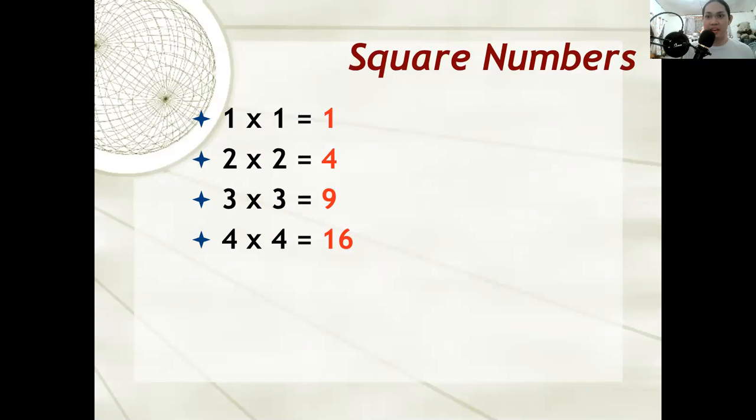Square numbers, let's have an example. This is how we illustrate the square numbers. 1 times 1 is equal to 1. 2 times 2 is equal to 4. 3 times 3 is equal to 9. And 4 times 4 is equal to 16. So these are perfect square numbers: 1, 4, 9, and 16. We got them from multiplying a number by itself: 1 times 1, 2 times 2, 3 times 3, and 4 times 4.